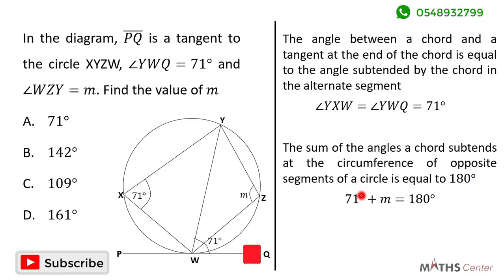So 71 degrees plus M is equal to 180 degrees. It means that M is equal to 180 degrees minus 71 degrees. And this will give us 109. So M is equal to 109 degrees. When we look through the options given to us, we can see that the correct one is C.